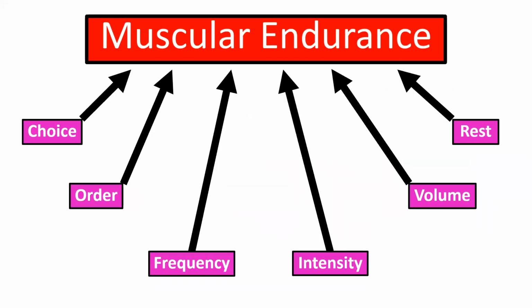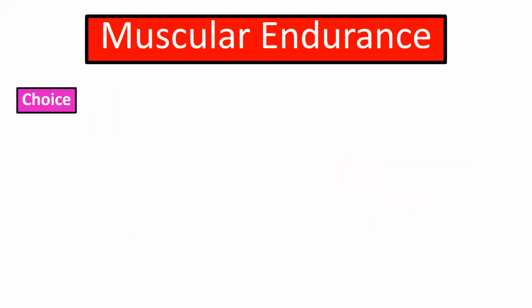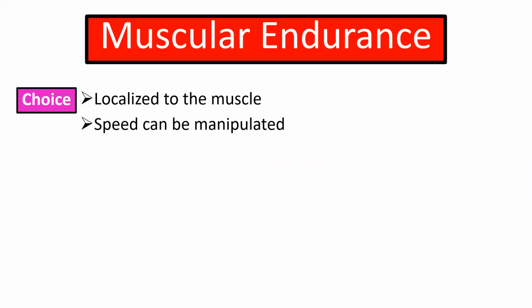For muscular endurance, we have to look at each of these pieces. The first one, exercise choice. It has to be localized to the muscles. So you cannot perform bicep curls and expect muscular endurance to be developed in your quadriceps. It has to be specific to the muscle. We can manipulate the speed of contraction based on our needs. So this could be very slow or near isometric, zero speed, where we're holding, maintaining positions. Or it can be rapid contractions where we're producing those contractions over and over.